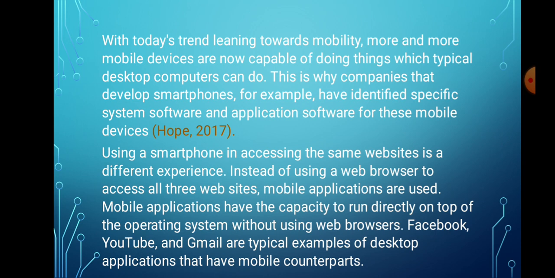Using a smartphone to access the same websites is a different experience. Instead of using a web browser to access all three websites, mobile applications are used. Mobile applications have the capacity to run directly on top of the operating system without using web browsers. Facebook, YouTube, and Gmail are typical examples of desktop applications that have mobile counterparts.